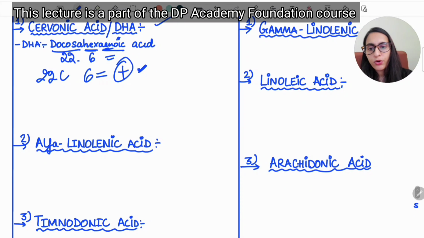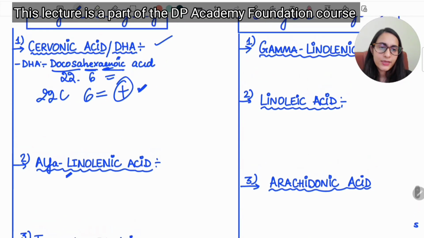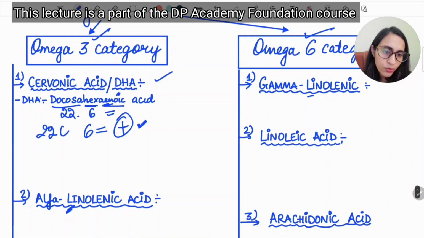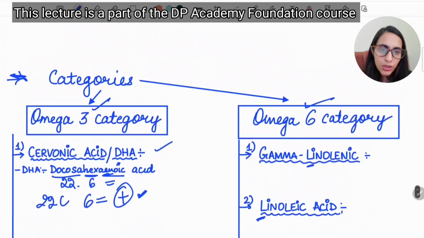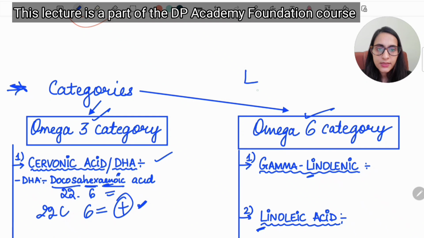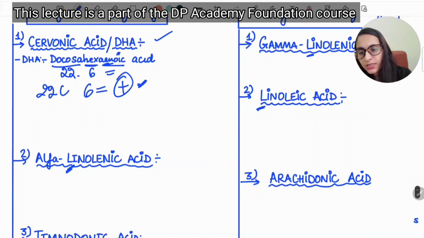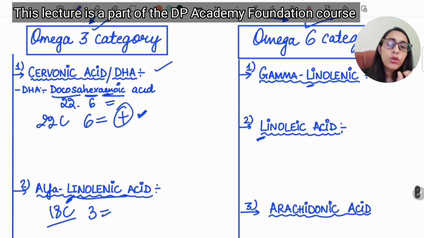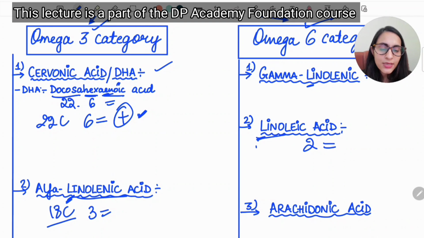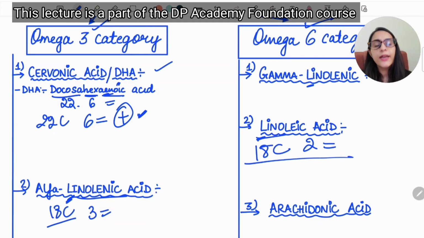Now all the acids that we will be talking about, whether alpha linolenic acid, gamma linolenic acid, or linoleic acid, all the fatty acids that start with L, have 18 carbons. Linolenic is the longer word, so it contains 3 double bonds, and linoleic contains 2 double bonds. So linoleic is 18 carbon atoms and 2 double bonds, and linolenic is 18 carbon atoms and 3 double bonds.